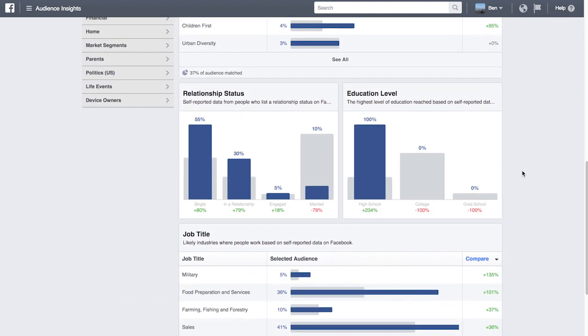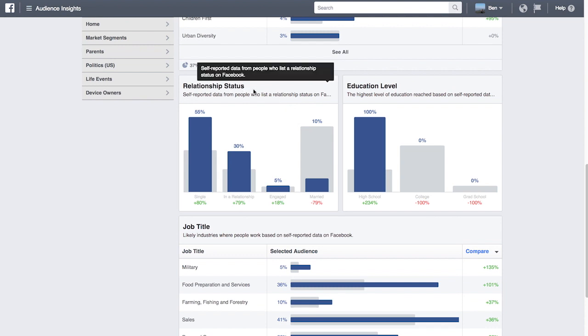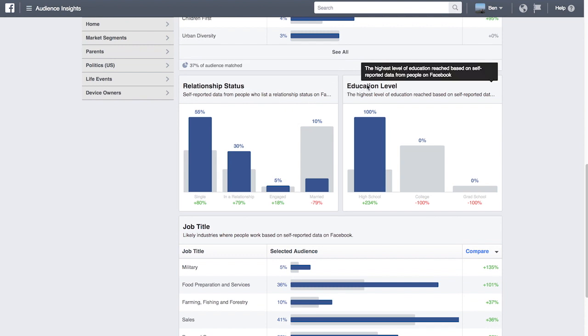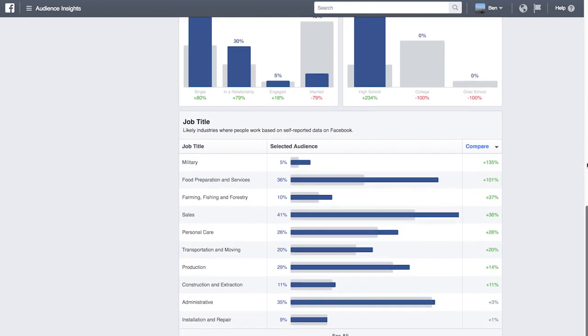We can see the relationship status of people within this target market. 55% of these selected users are single. 30% are in a relationship. 5% are engaged. 10% are married. So now we know the relationship status. Obviously, we manipulated the variable of education level, so we know all of them are in high school.